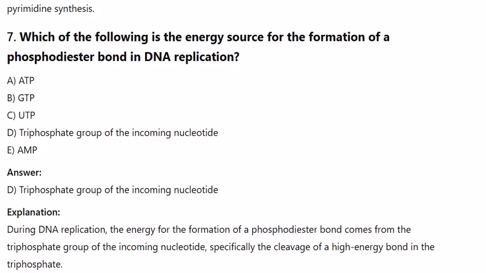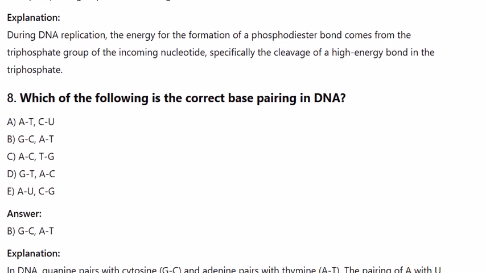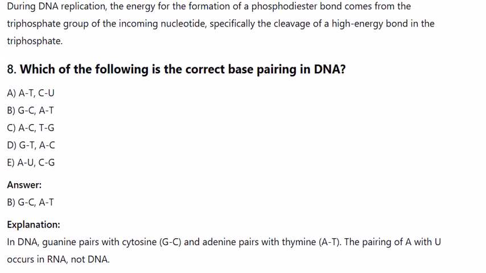8. Which of the following is the correct base pairing in DNA? A. AT, CU, GC. Answer: AT, CG. Explanation: in DNA, guanine pairs with cytosine (GC) and adenine pairs with thymine (AT). The pairing of A with U occurs in RNA, not DNA.